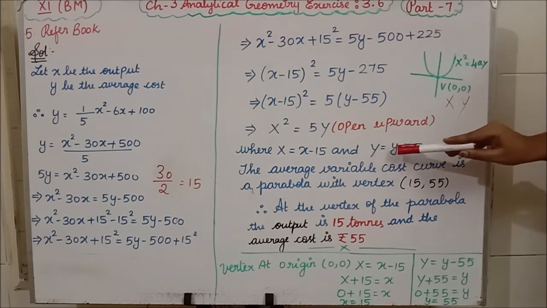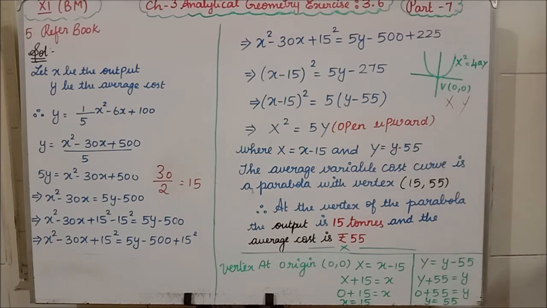Similarly, capital Y equal to Y minus 55 I am having. I am taking this minus 55 to that side equal to small y. Capital Y what I am having? 0. 0 plus 55 equal to y. So y equal to 55. Can you able to understand it? Therefore, the average variable cost curve is a parabola with vertex. What are the vertex we have got? 15, 55. Clear all of you?